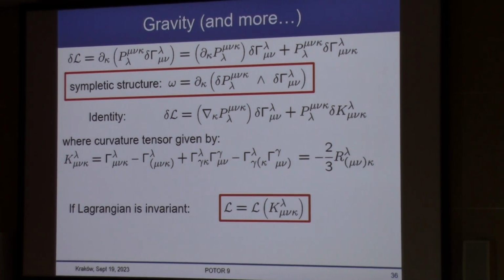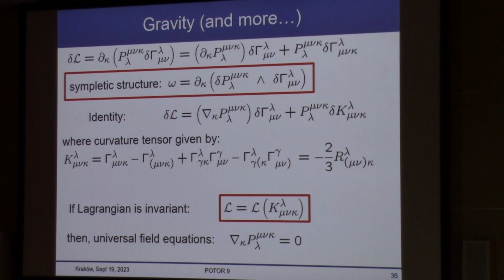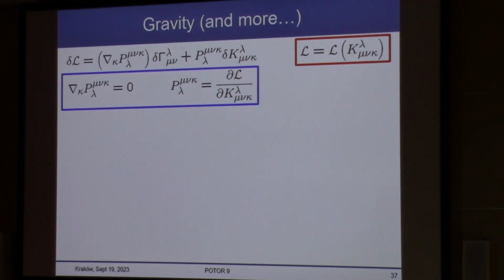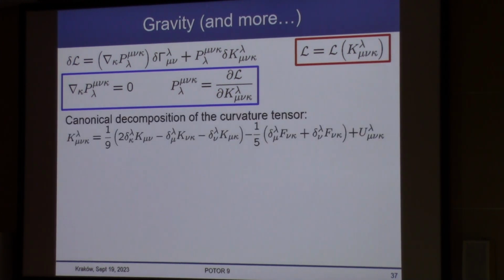But if the Lagrangian is invariant, then it cannot depend separately upon gamma, only via the curvature. Which simply means that the derivative of the Lagrangian with respect to gamma must vanish, so one of the universal field equations is this one, and the remaining equations mean that the momentum is the derivative of the Lagrangian with respect to the curvature.